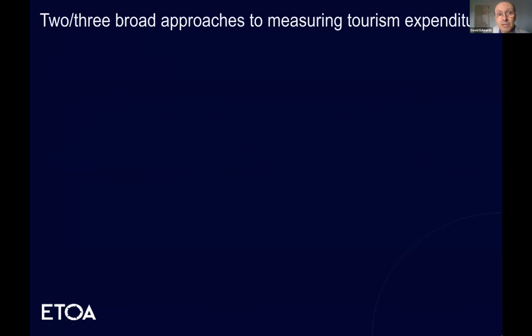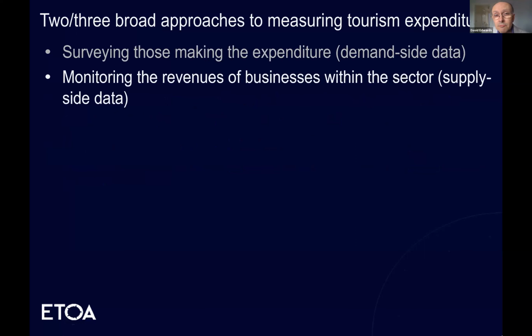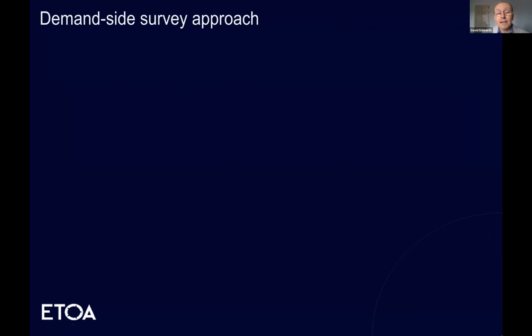So on then to perhaps the more exciting discussion, the approaches. How do we go about measuring tourism expenditure? Well, there are two or three broad approaches that we can talk about. First of those is surveying those who are making the expenditure. We could call that a demand side data approach. Then there's monitoring the revenue of businesses within the sector. We could think of that as a supply side data approach. And then, more applicable to inbound than domestic spending, we've got the third approach, which is measuring payment card use, or what we could term transactional data.